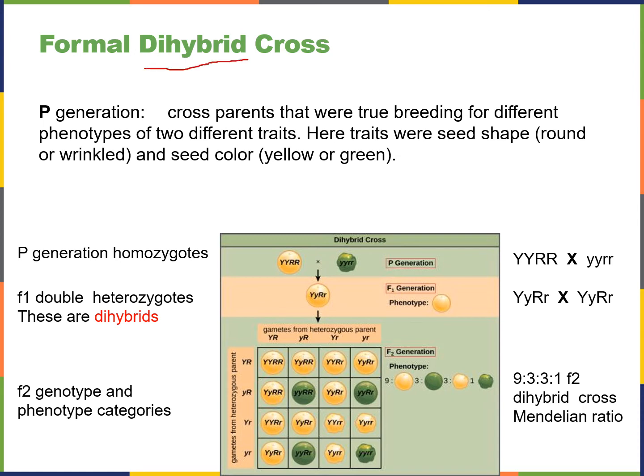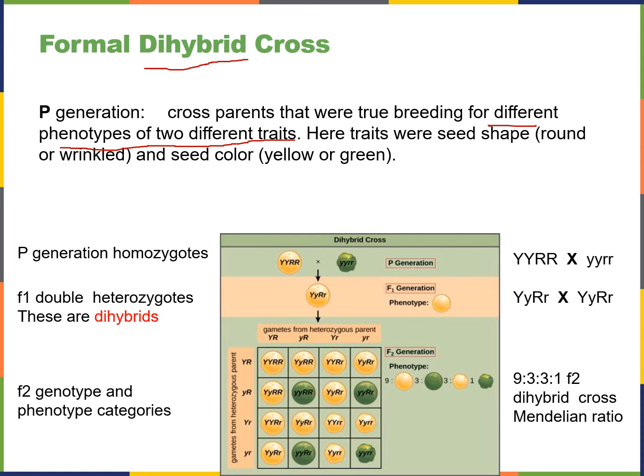So what we're going to be looking at here is multiple traits. For the P generation, or the parent generation, we're going to cross parents that were true breeding for different phenotypes of two different traits. To be true breeding, what does that mean? Well, they have to be homozygotes. So they have to be homozygotes for each of the two different traits.